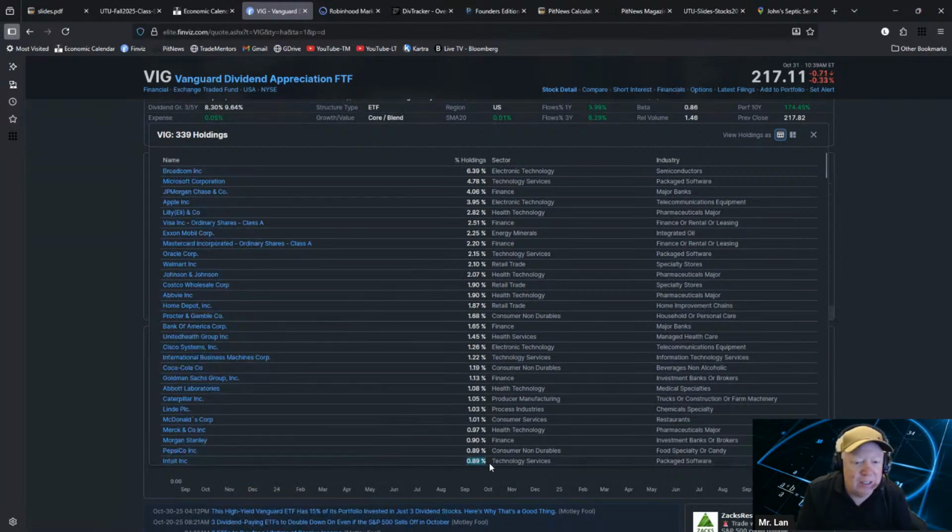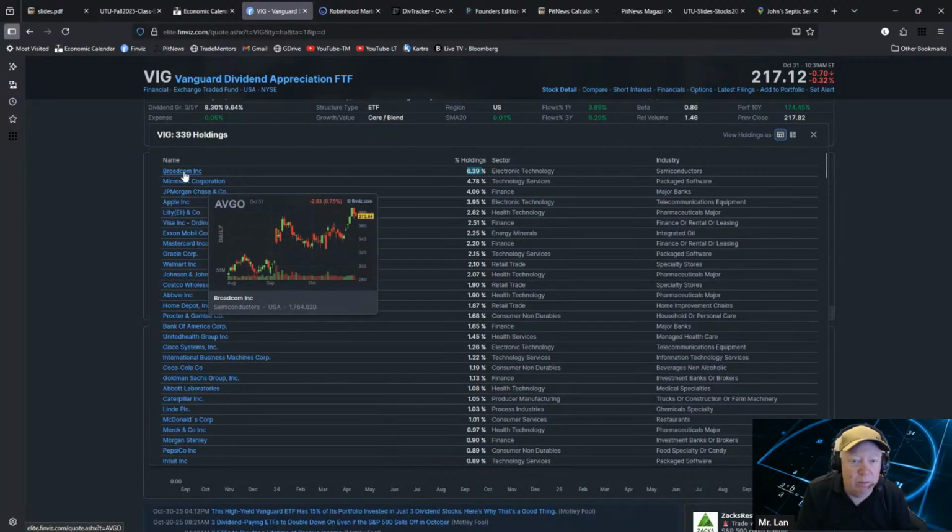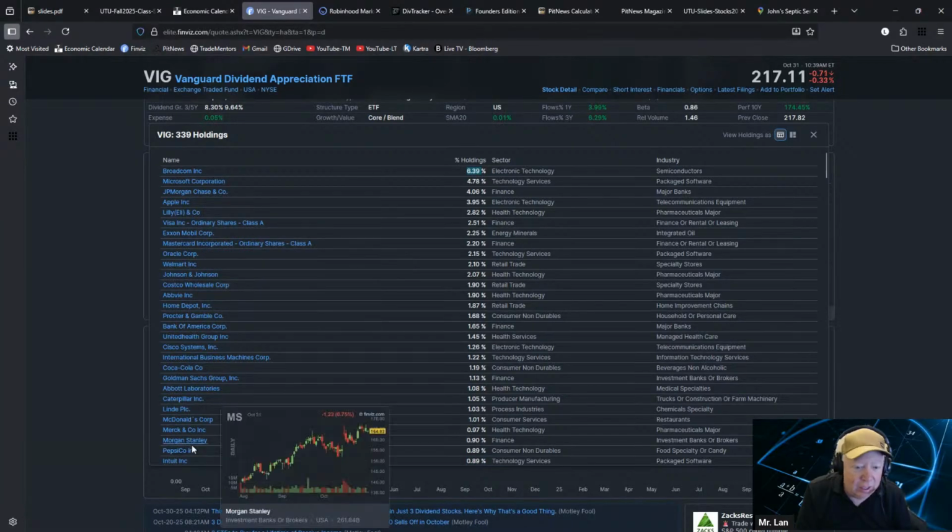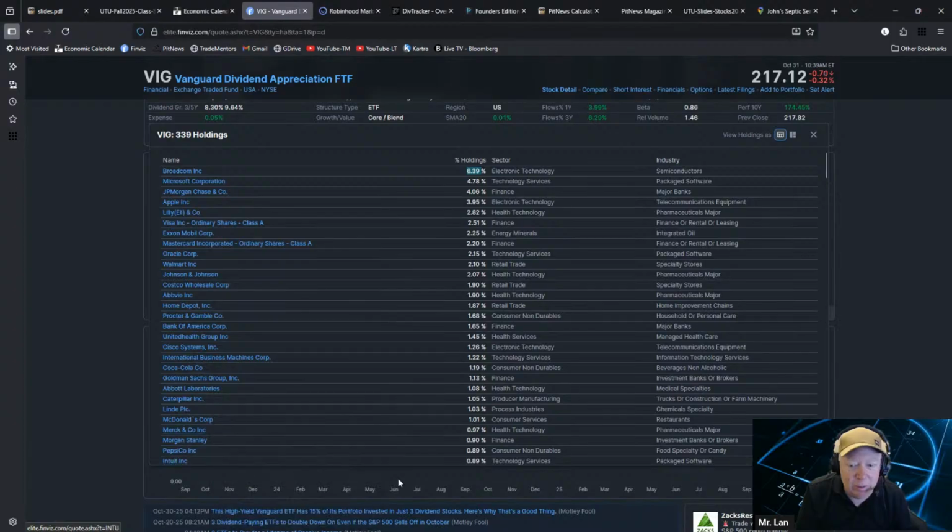They don't put the exact same amount into it that they do in Broadcom. Broadcom is 6% of this VIG's holdings. They really like Broadcom, so they put a lot more money into Broadcom. They like Intuit, but not enough to put very much money into it, only 0.89. Not even 1% of your investment is into it. All right. So that's how that one works.